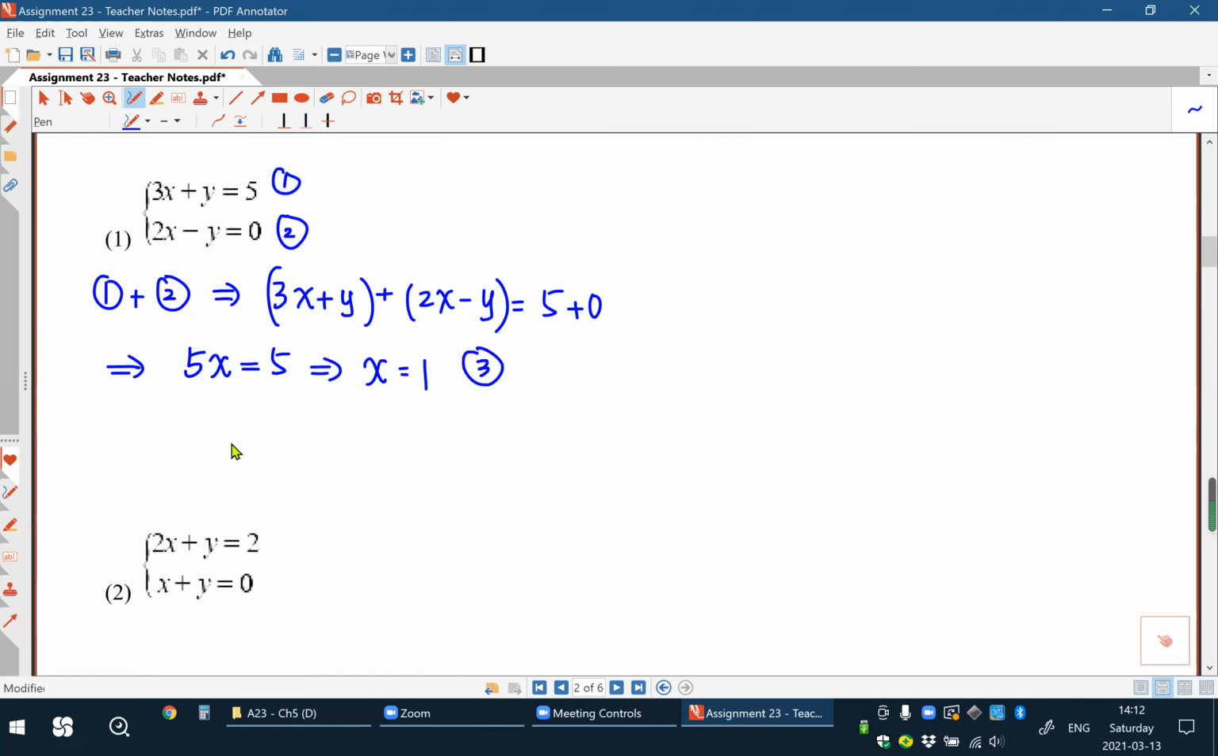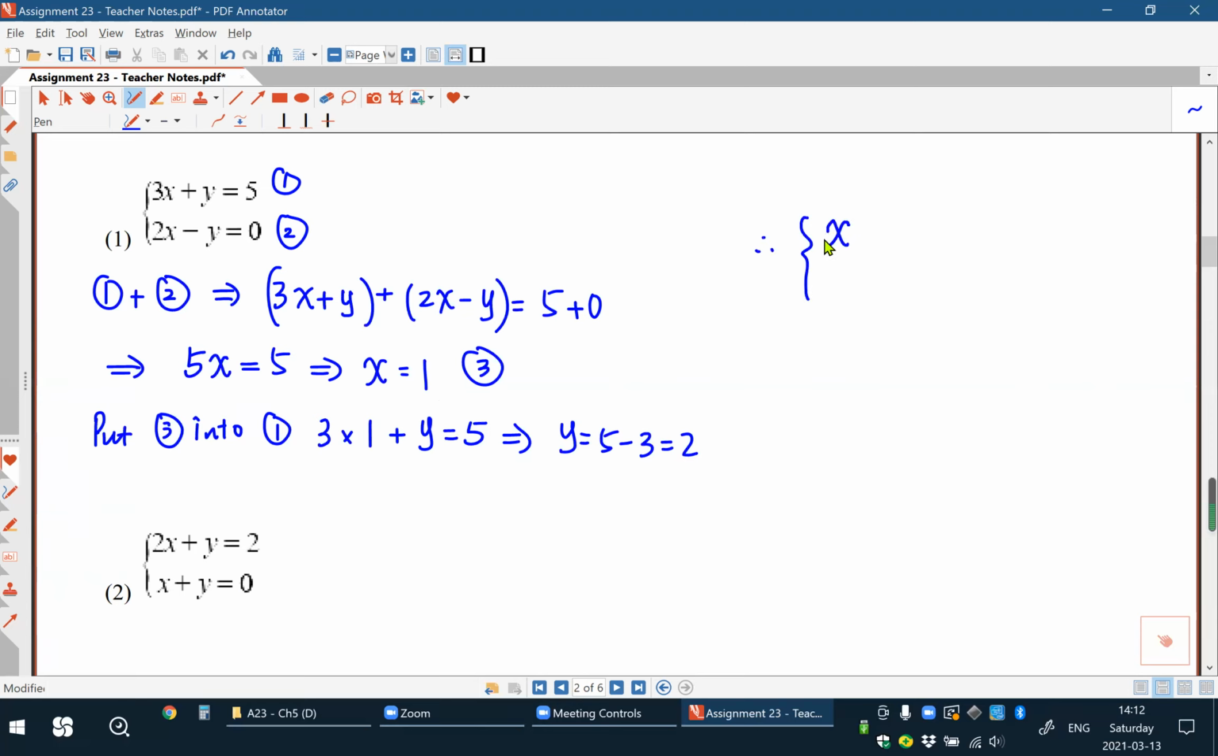And then we can label this with number 3. Then we can put 3 into either 1 or 2, right? So here let's put 3 into 1. Then you will get 3 times 1 plus y is 5. And this means y is 5 minus 3, which is 2. So the final answer is x equals 1, y equals 2. Okay? Any questions here?